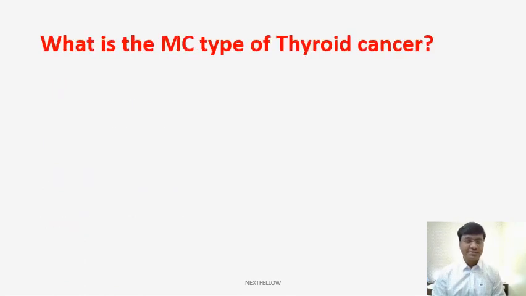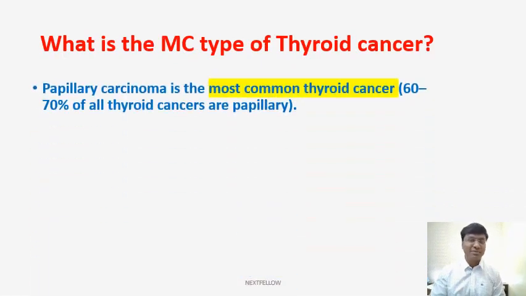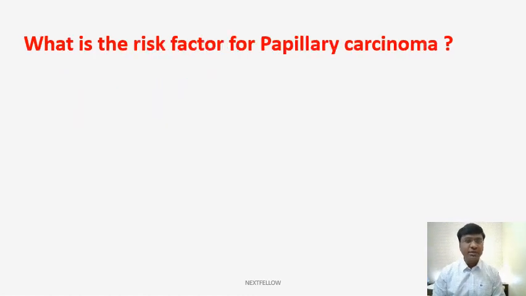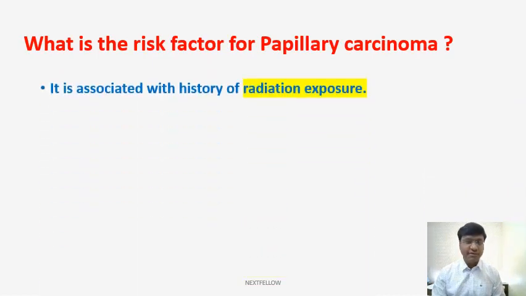Now, among these, what is the most common type of thyroid cancer? Please remember, the most common type of thyroid cancer is papillary carcinoma. Papillary carcinoma is seen in almost 60 to 70% of all thyroid cancers. Now, what is the risk factor for the development of papillary carcinoma? A very important question. It is the history of radiation exposure, right? That is the important risk factor for the papillary carcinoma.